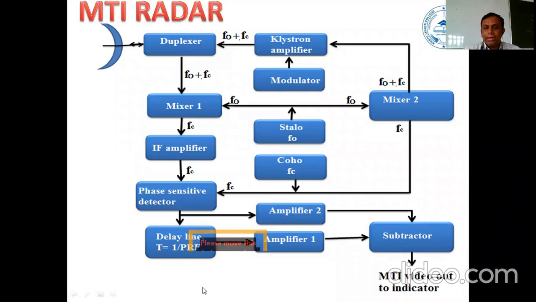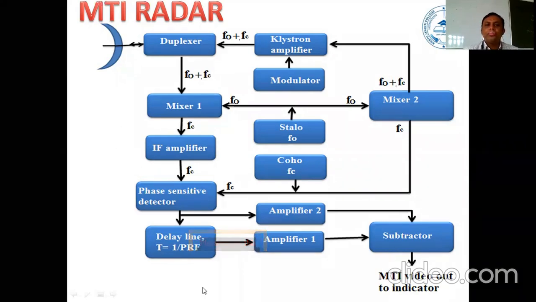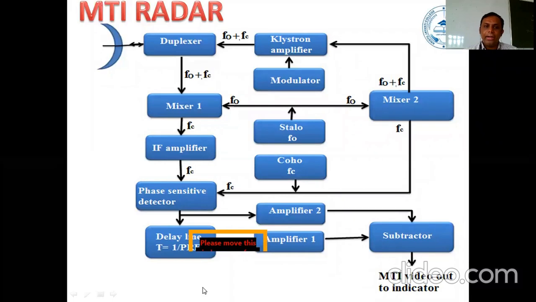As the name indicates, this is a moving target indicator, so this radar is used to detect moving targets. If there is any target in motion in the locality or in the area of my observance, that movement is identified or detected with the help of one particular type of radar, called an MTI radar. This is a special type of radar which is basically designed to identify moving targets.